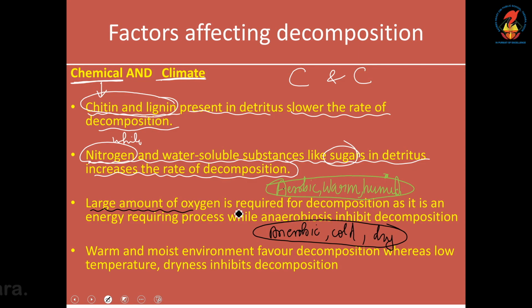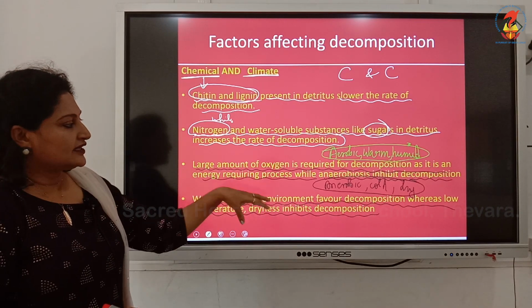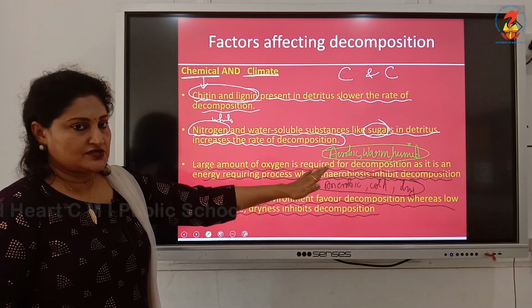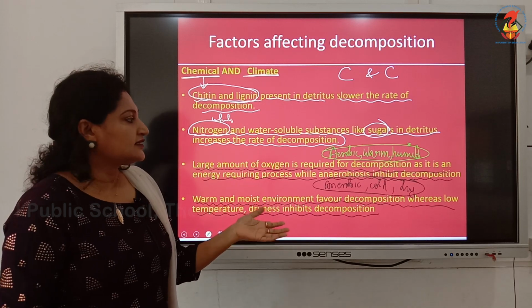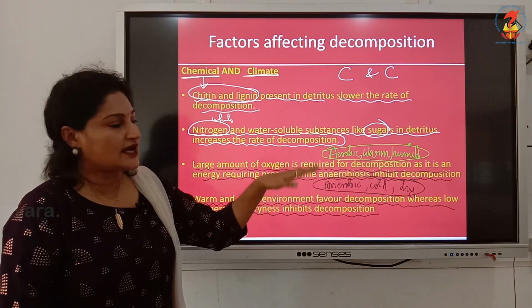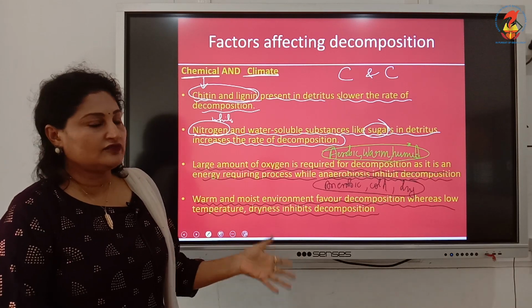As the points are given, a large amount of oxygen is required for decomposition as energy is required for the process, whereas the anaerobic condition inhibits decomposition. Then the other factor, a warm, moist environment favors decomposition, whereas low temperature and dryness inhibit the process. So I gave it in simple terms. Remember, aerobic, warm, moist favors, and the factors that retard or slow the rate of decomposition are just the opposite. Aerobic opposite, anaerobic. Warm opposite, cold, and humid opposite, dry, retards the rate of decomposition.